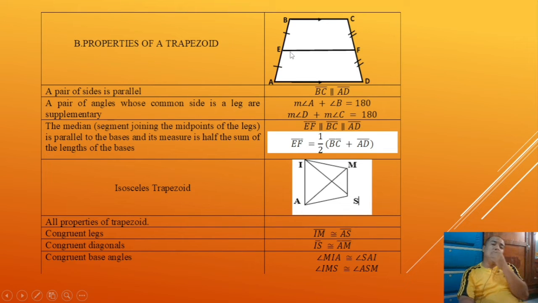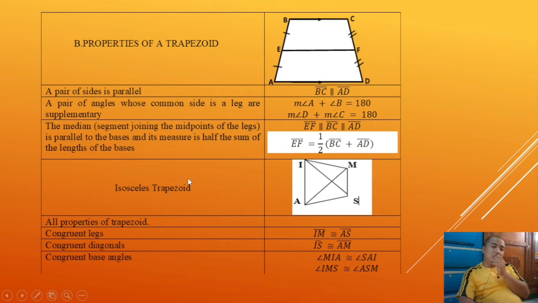First, we need to know the midpoints of the legs. If the leg is BA, the midpoint is point E. In the leg CD, the midpoint is F. Connect these two midpoints. Then that's what you call the median of the trapezoid. Its length can be obtained by adding the lengths of the two bases divided by 2. So 1/2 times the quantity BC plus AD is equal to the length of the median.